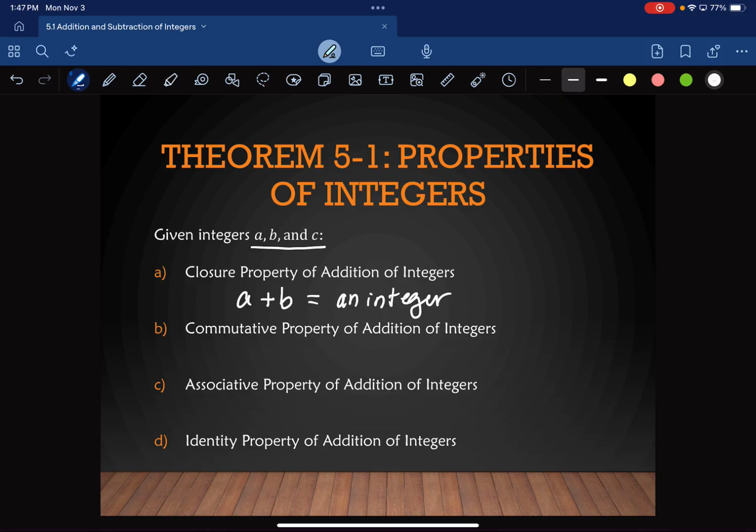The next one is the commutative property for addition. What is commutative? You can switch them around. Yeah, the order changes, right? It's where we get the word commute when you talk about your commute to work, right? The order of your locations changing, right? So it's telling you that A plus B and B plus A are the same.